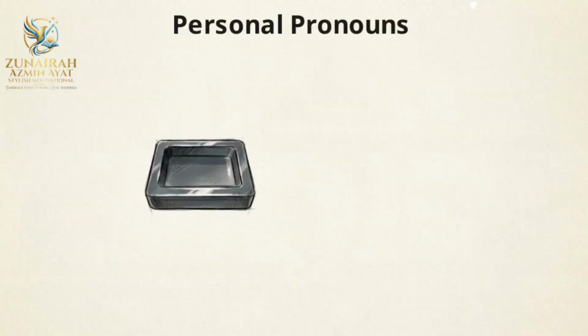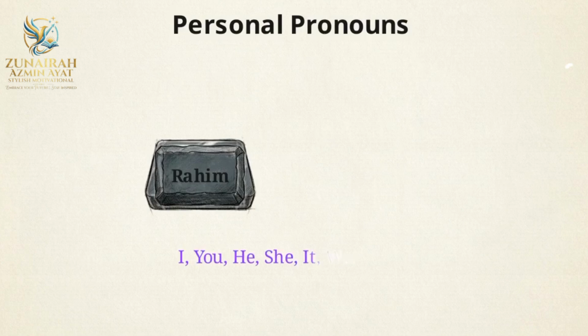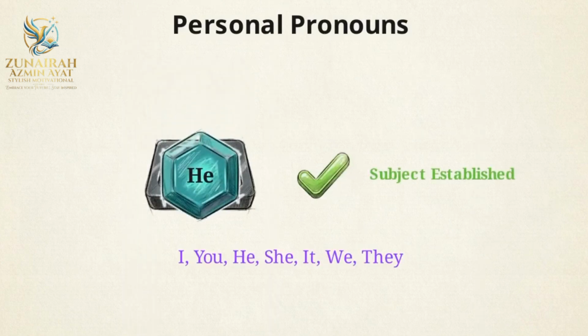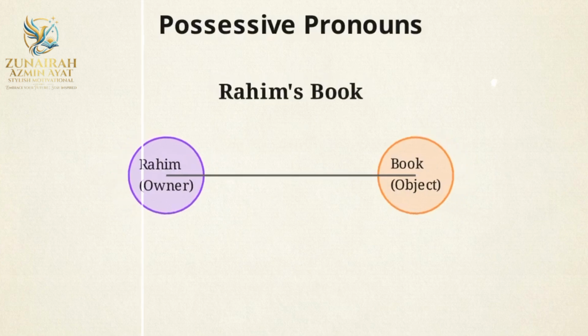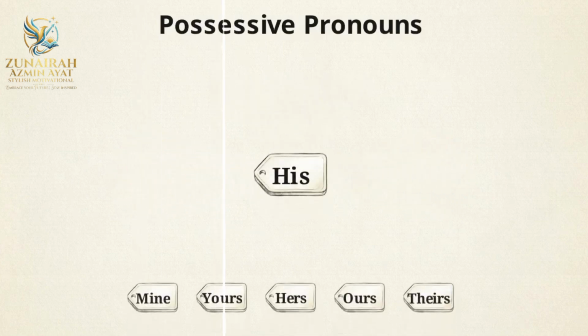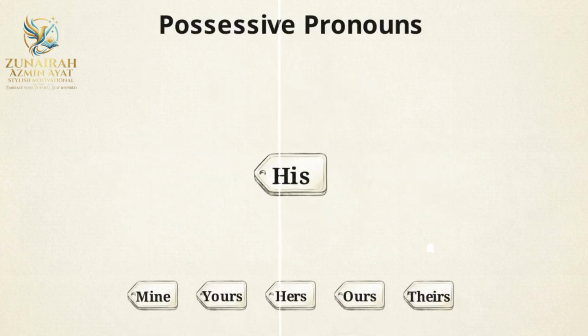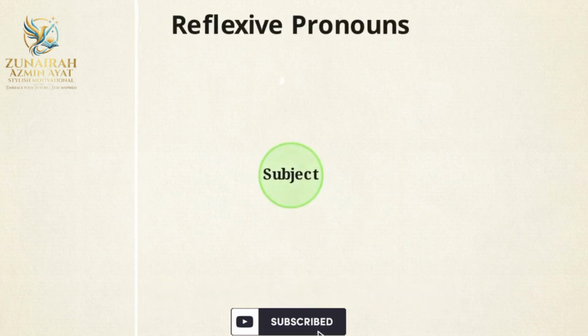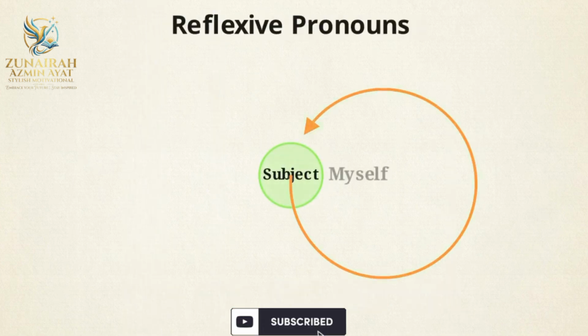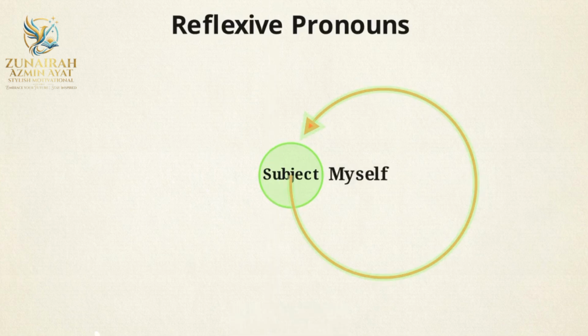Personal pronouns, words like I, you, he, she, it, we, and they, serve as direct substitutes for specific people or things. They allow us to establish the subject once and then move on. To establish ownership without repeating the name of the owner and the object, we use possessive pronouns: mine, yours, his, hers, ours, and theirs. Reflexive pronouns, like myself, yourself, himself, and herself, handle closed-loop actions.